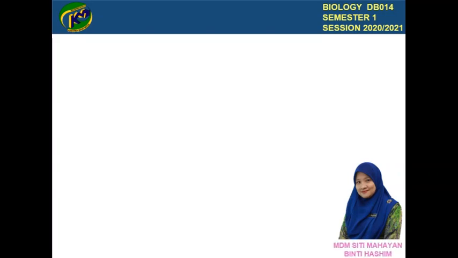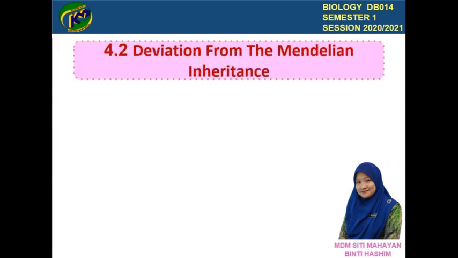Let's continue our online lecture on the last subtopic in genetic inheritance. 4.2 Deviation from the Mendelian inheritance. For your information, in the real world, not every trait is inherited according to Mendelian law. In fact, most inheritance does not follow Mendelian law. This inheritance shows a deviation from Mendelian inheritance.